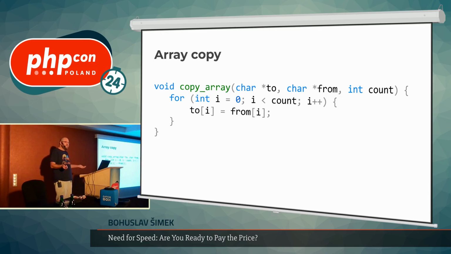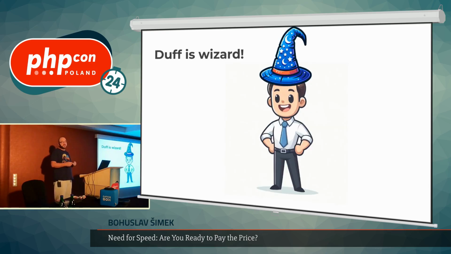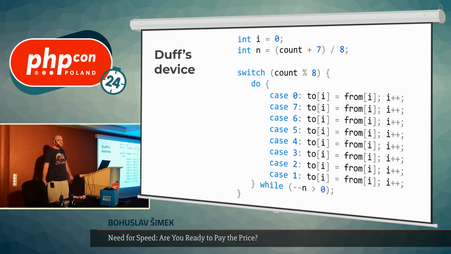And he actually needs to copy an array quite often. I know, a little bit strange, but this used to be a type of problem back in the 80s. But fortunately, he is a wizard. He knows how to do the stuff. And he came up with something called Duff's device. And, well, it's a little bit strange, to be frank. Every time I see it, I kind of freeze, because it's kind of strange, you know.